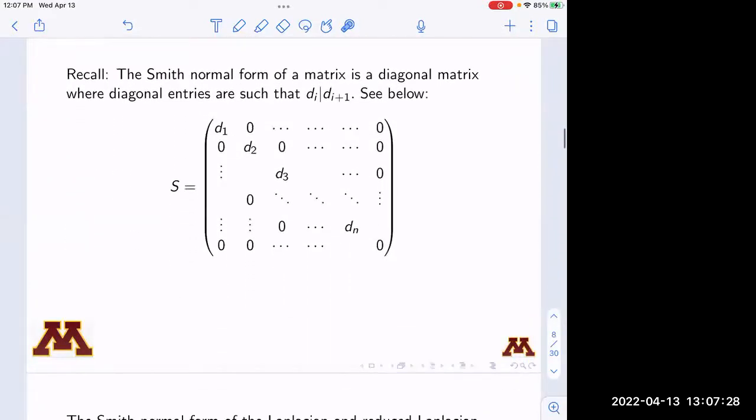Okay, so recall that the Smith normal form of a matrix is a diagonal matrix where the diagonal entries are such that d_i divides d_{i+1}. This gives you a visual here.